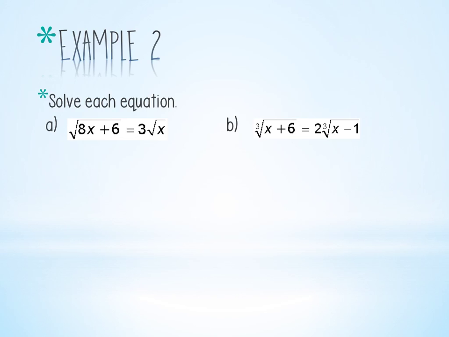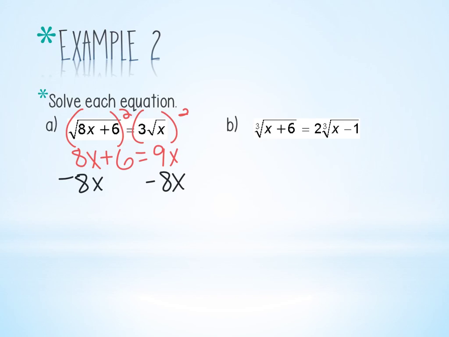Okay, so for A, I've got square roots, right? Can't isolate them, so I do what? Square both sides. So the square on the left is going to cancel out the square root. I end up with 8x plus 6 equals. And on the right, 3 squared is 9. Square root of x squared is x. And then all I've got to do is subtract the 8x from both sides. So it's canceled from here. And I get 1x, or x equals 6.